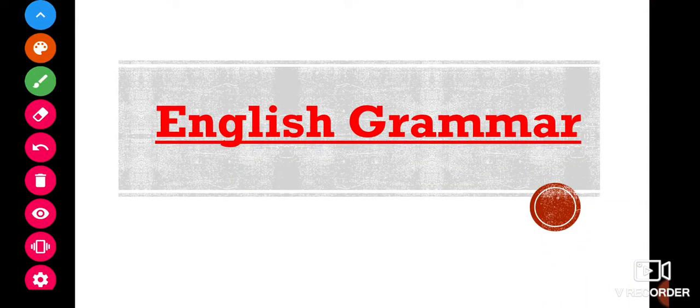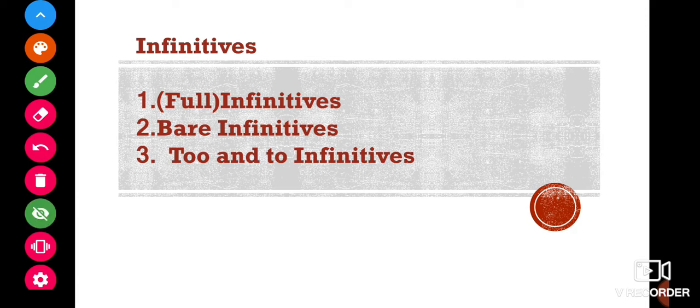Hello students, we are learning English grammar and the topic for today is infinitives. So we will be studying three types of infinitives. The first one is either called only infinitives or full infinitives or simple infinitives. The second type is bare infinitives and the third type is to-infinitives. We will see all these infinitives one by one.